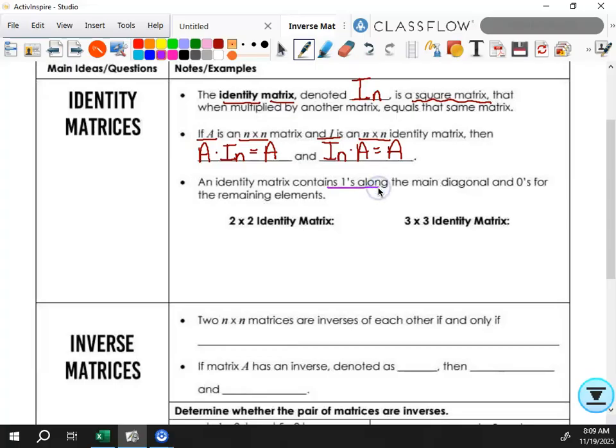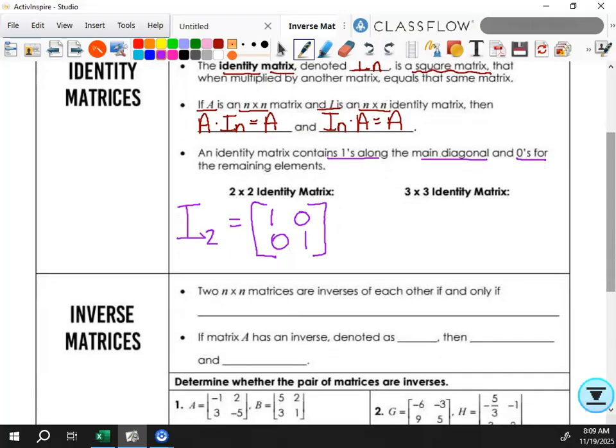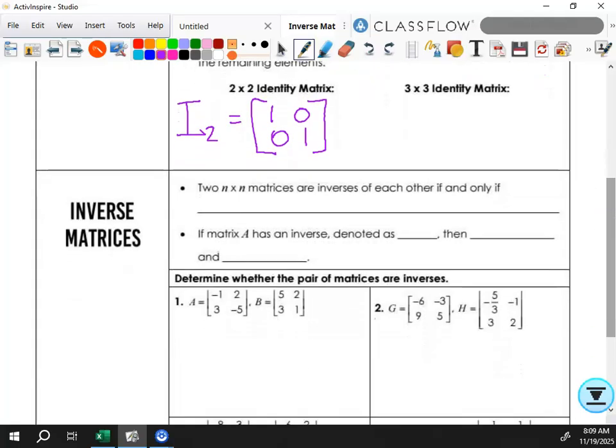All right, so an identity matrix looks like this. It contains 1s along the main diagonal and 0s for the remaining elements. So your 2 by 2 identity matrix looks like this. We have 1s along the main diagonal and then 0s for everything else. Oh, gosh, I can't scroll. So if I have a 3 by 3, it's going to look like this. 1, 1, 1, 0, 0, 0, like so.